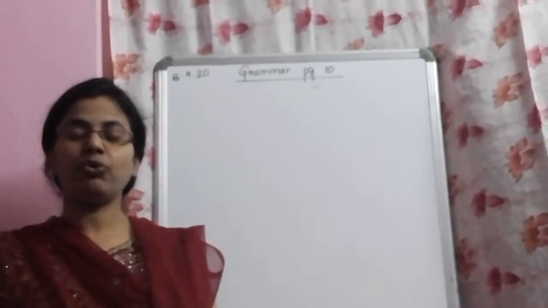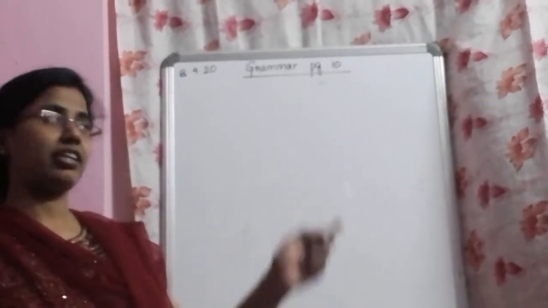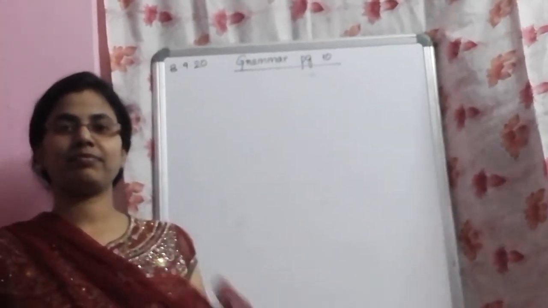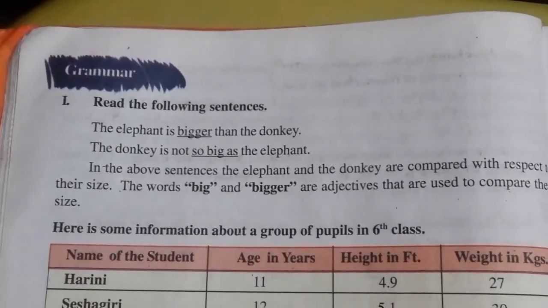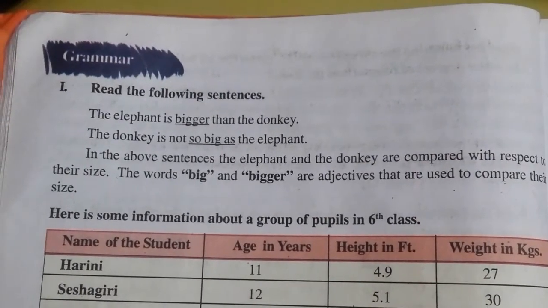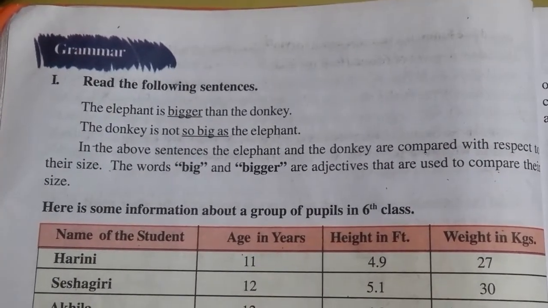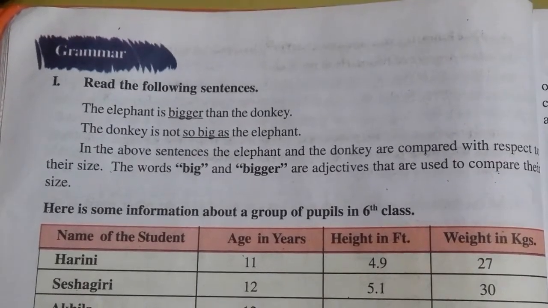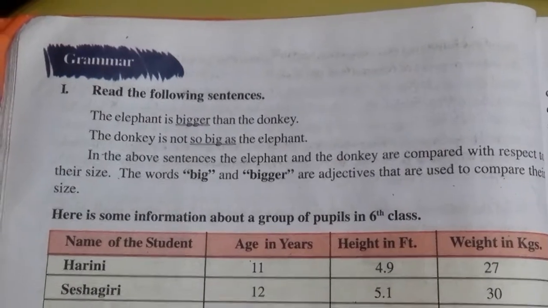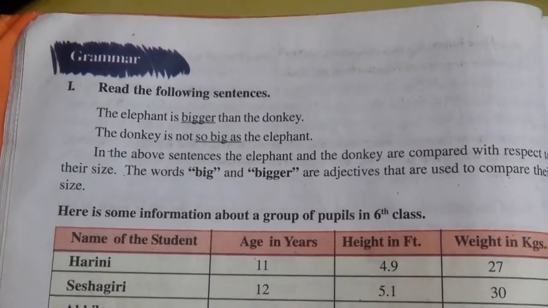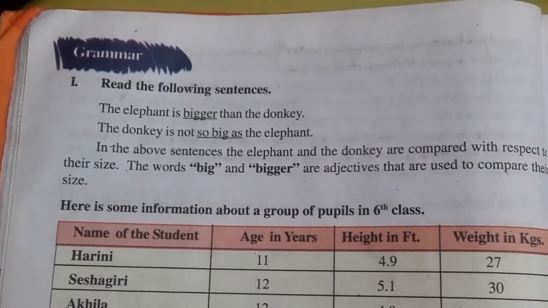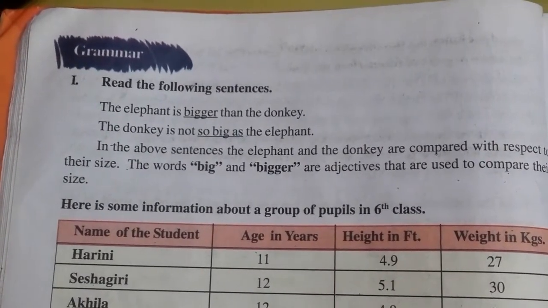Okay. Today let us start page number 10, grammar. Read the following sentences. The elephant is bigger than the donkey. So here bigger is the comparative form of the adjective. The donkey is not so big as the elephant. So big as, it is also comparative.